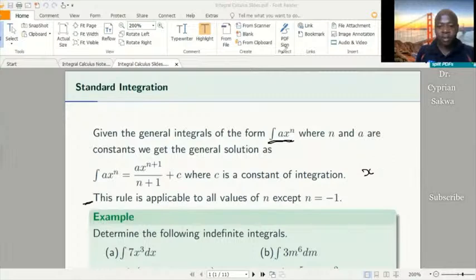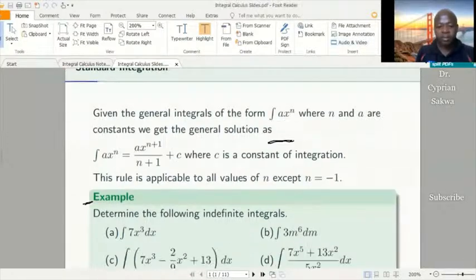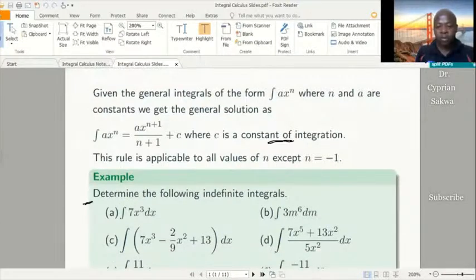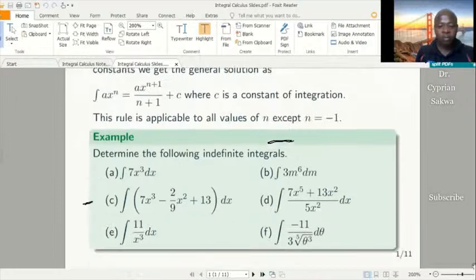So let's just look at a few examples. The first example here is, determine the following indefinite integral. And I hope you know the word indefinite means that these are integrals without limits. For example, you're not saying that you're integrating from what point to what point. Now, we want to look at these examples, and some of them are easy, like the first one is very easy.